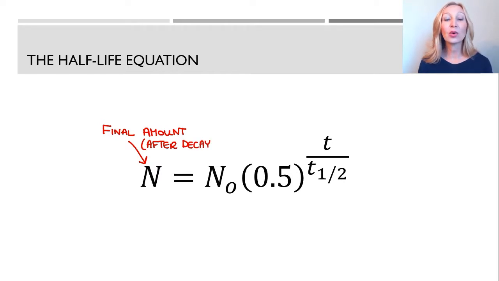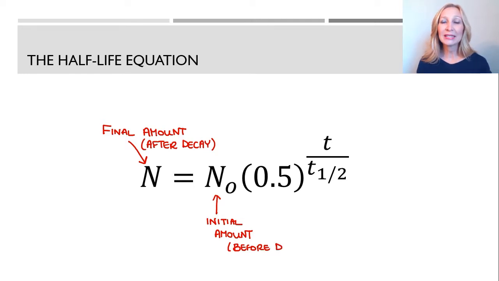N naught is your initial amount. So this is how much did you start with? How much did you begin with? We're looking at the beginning quantity of specifically the radioactive isotope. So before the decay happens, how much did we have?